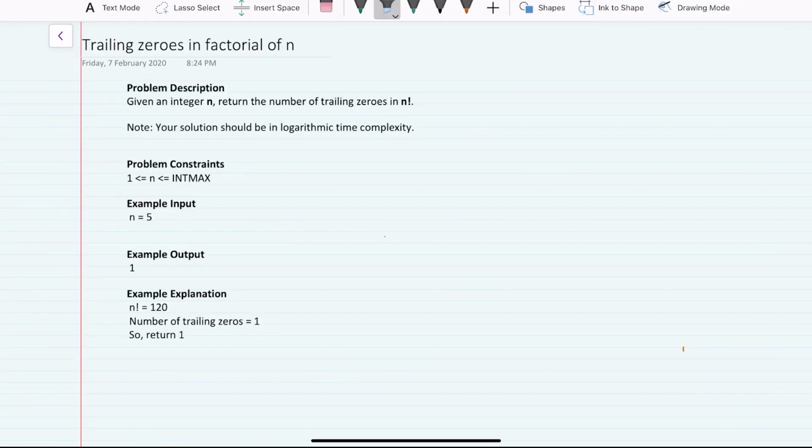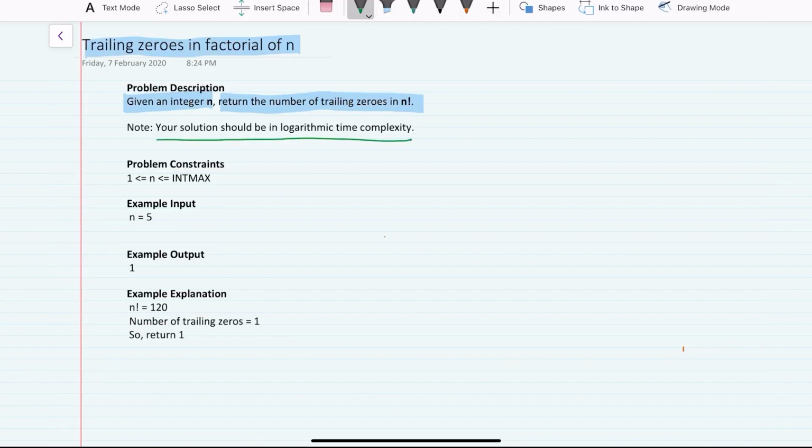Hi guys, let's talk about the problem trailing zeros in factorial of n. As per the problem description, we are given an integer n and we have to return the number of trailing zeros in factorial of n. Please note that your solution should be in logarithmic time complexity.